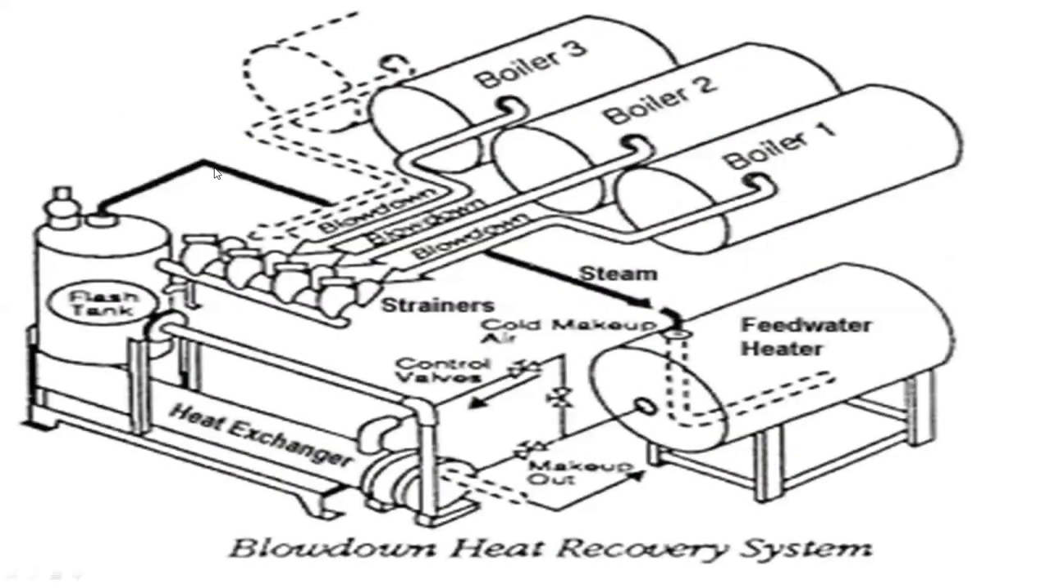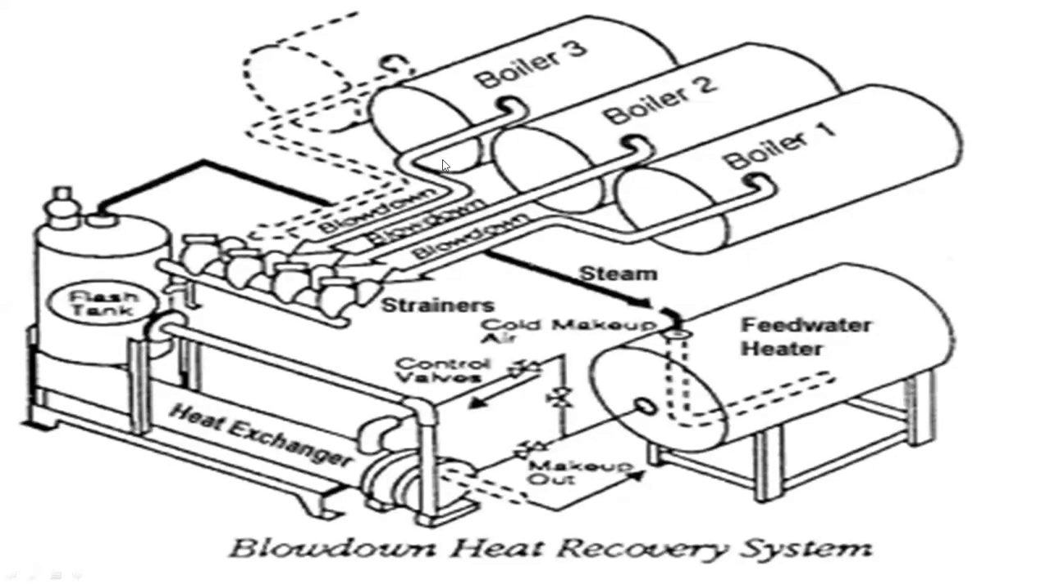Then the benefits of blowdown include the following. Here we have a number of boilers, boiler 1, boiler 2, boiler 3, all connected to the strainers. And then we have the heat exchanger, makeup water, and feed water heater. This is a blowdown heat recovery system where we have a flash tank, and the blowdown coming from the three boilers is made to pass through the heat exchanger. And then the makeup water is given, mixed with the feed water tank, and then it goes to the boiler feed water again.